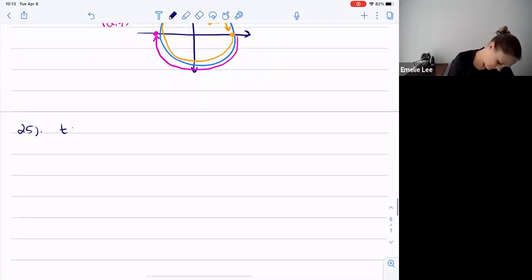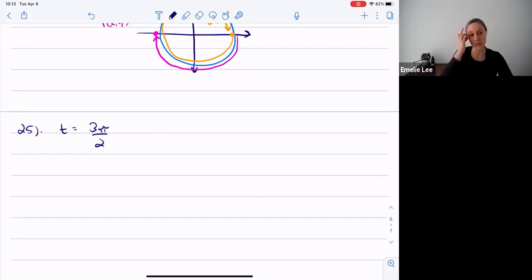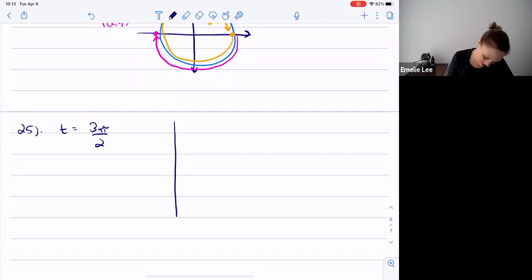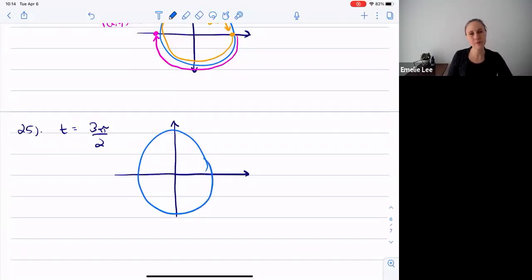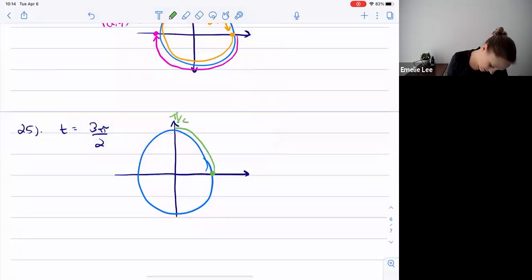3 pi over 2. It's positive, so I know I'm moving counterclockwise, and remember, pi over 2 is at the quarter way mark, because pi is the halfway mark. So pi over 2, 2 pi over 2, 3 pi over 2. So from here I can go a distance of pi over 2, and then 2 pi over 2, which is just pi, because 2 pi over 2 reduces to pi. And then 3 pi over 2.